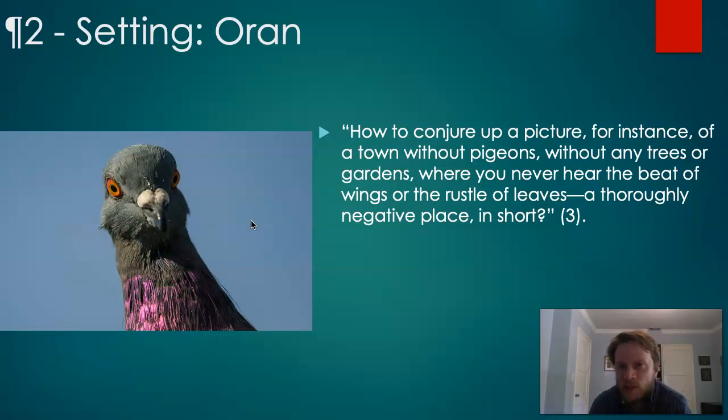How to conjure up a picture, for instance, of a town without pigeons, without any trees or gardens, where you never hear the beat of wings or the rustle of leaves, a thoroughly negative place, in short. It's hilarious the way that the narrator criticizes this town and calls it ugly. He says it's devoid of life, no birds, no trees. He defines it negatively by what it lacks rather than what it has.